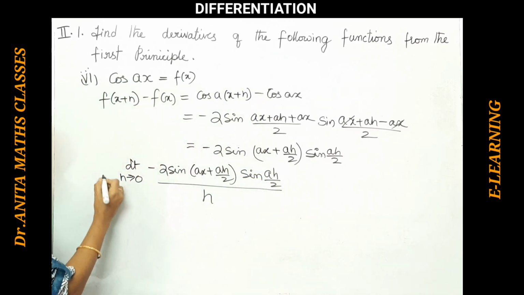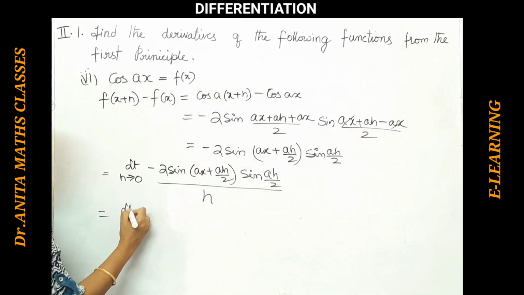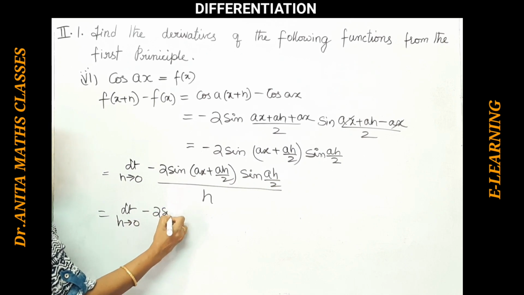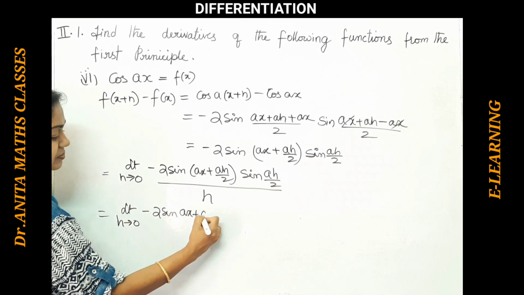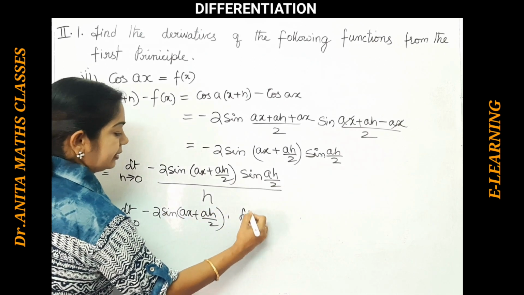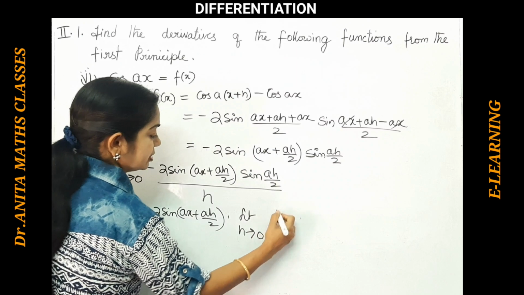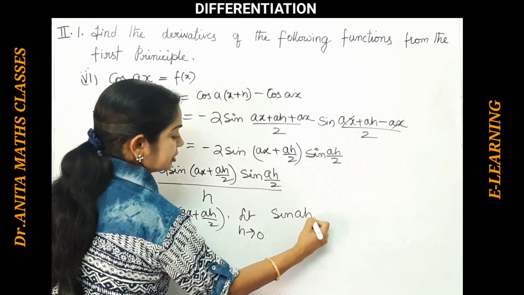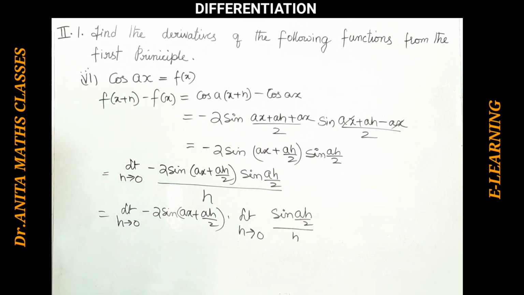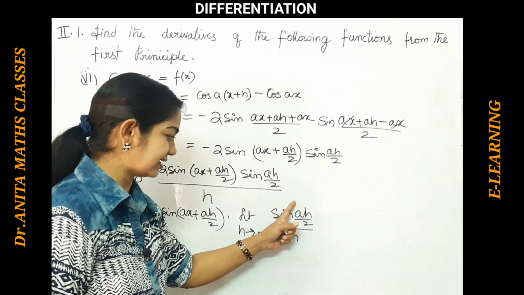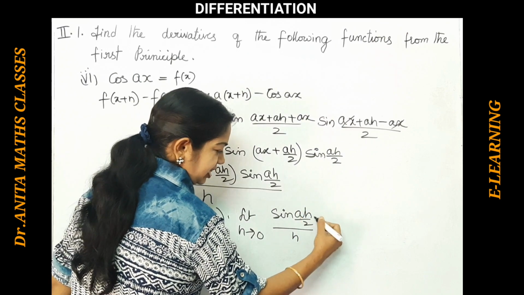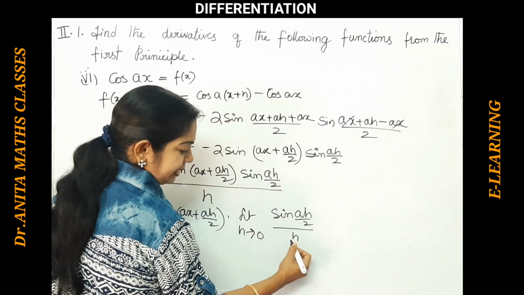Okay, we'll split the limit here, h tends to 0, minus 2 sine this part, and limit h tends to 0 sine of ah by 2 divided by h. Here we know limit x tends to 0 sine x by x is 1. So in place of x we have ah by 2. So what is missing here? A by 2 is not there.